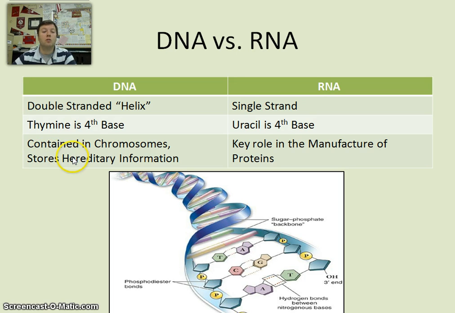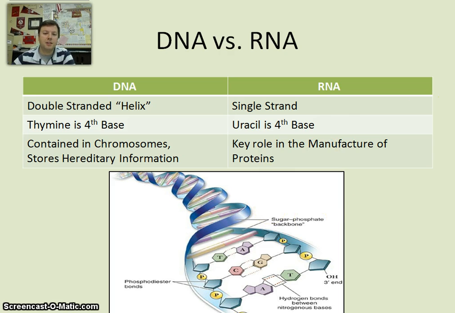DNA is contained in chromosomes and it stores that hereditary information. Again, heredity is something we'll talk about next semester, but for now, just know that that heritable info is passed from one generation to the next in those chromosomes, and within those chromosomes is where this DNA is found. Whereas RNA has a key role in the manufacture of proteins. It serves as the middleman, middlewoman, whatever, between DNA in the nucleus, and then the ribosomes that we learned about in our second unit, which is the site of protein production.